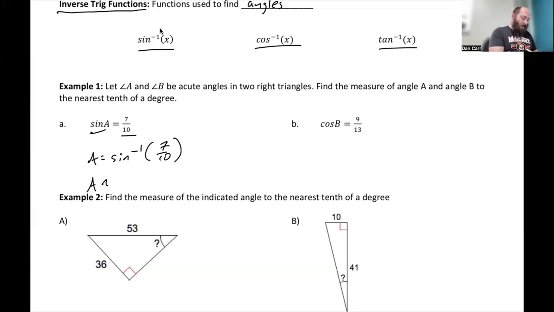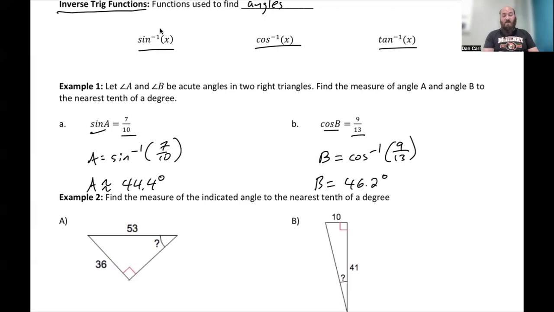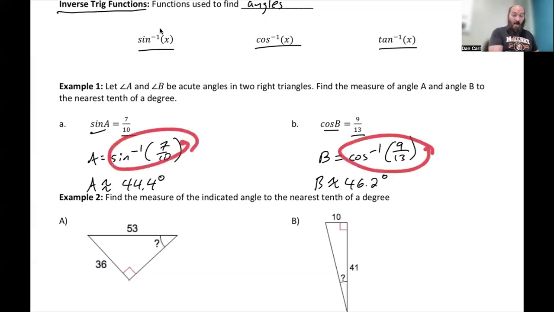So I plug that in my calculator. You do the inverse sine of 7 over 10, that comes out to 44.4 degrees if we go to the nearest tenth. Same thing over here. If I have cosine B equals 9/13, that means angle B is equal to the inverse cosine of 9/13. So angle B is equal to about 46.2 degrees. Again, that's approximately equal there. This is just plugging in your calculator, just like that.